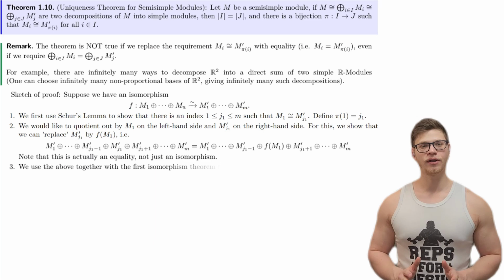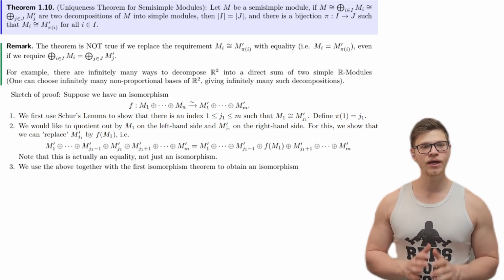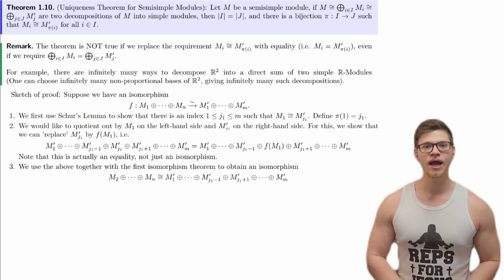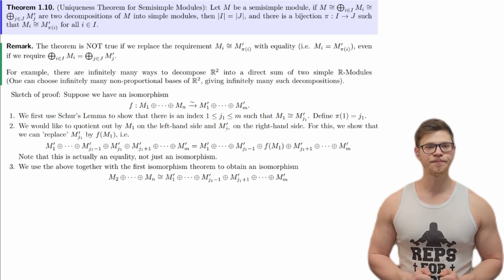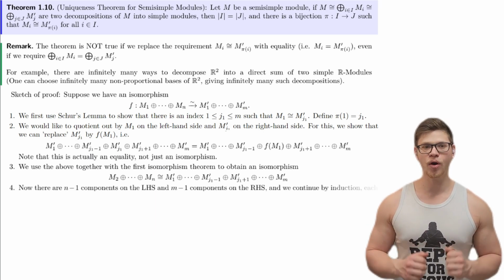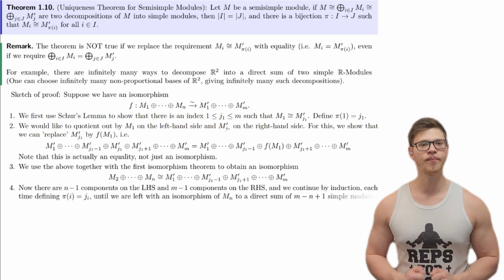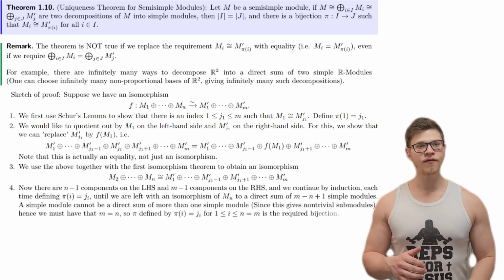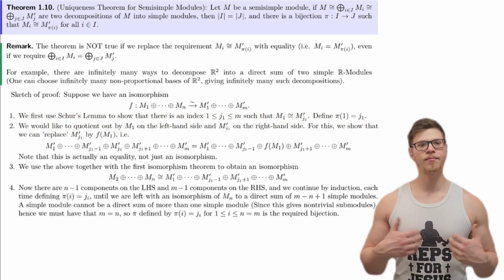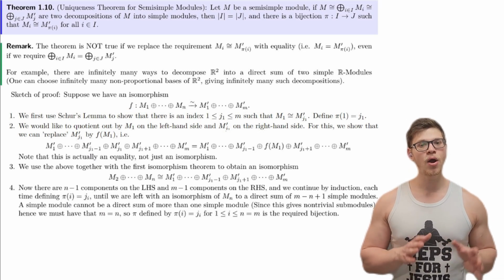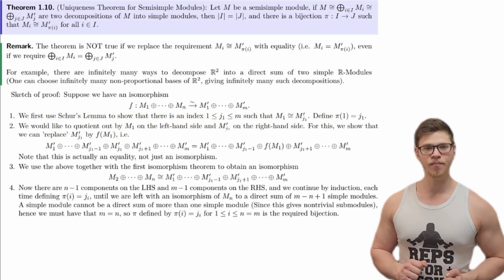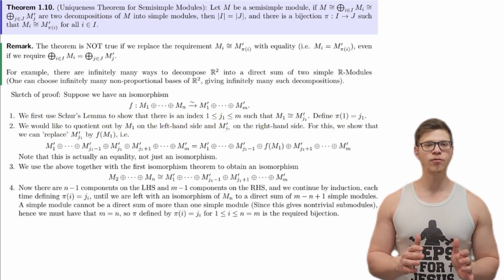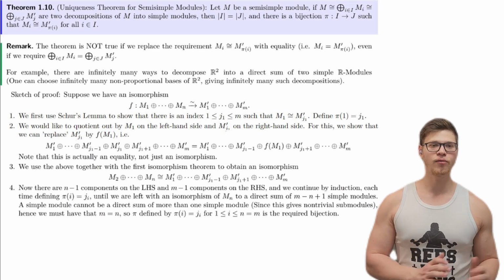We now use the above equality together with the first isomorphism theorem to get an isomorphism of semi-simple modules with fewer components, so n-1 on the left-hand side and m-1 on the right-hand side. So the left-hand side does not have M1 and the right-hand side does not have M j1 prime. We continue by induction, each time finding a module M ji prime isomorphic to Mi for the next index i. Then we define pi of i equals ji, until we are left with an isomorphism of Mn, the final component on the left-hand side, to a direct sum of m minus n plus 1 simple modules. And without loss of generality, I'm assuming n is less than or equal to m.